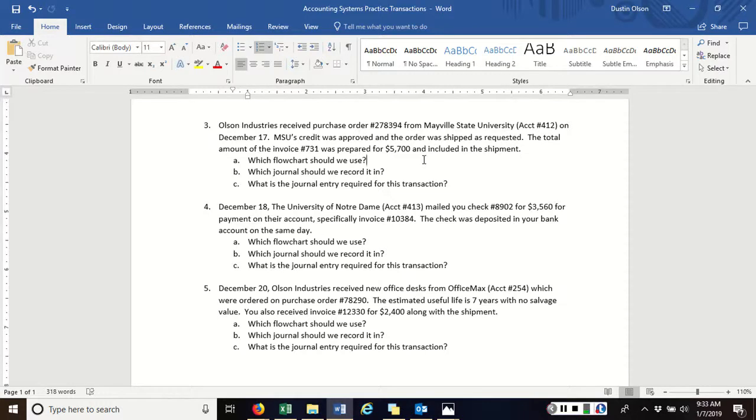Somebody sent in a purchase order and said, I want to buy stuff from you. We said, okay. We sold them the stuff, we packed it up, we mailed it to them, and we billed them $5,700 for all the stuff that they wanted to buy from us.